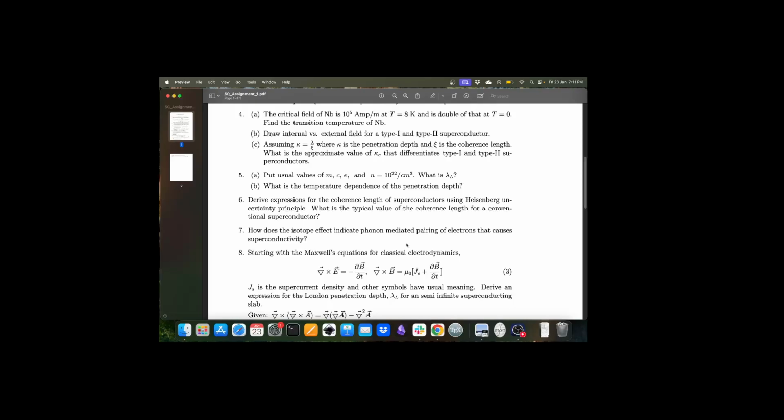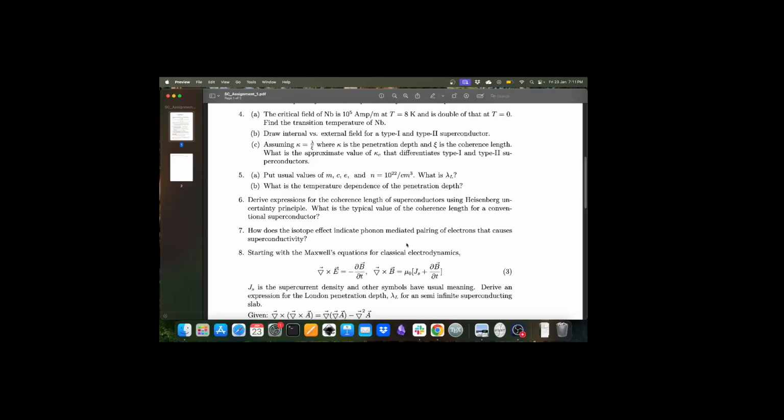So draw internal versus external field for type 1 and type 2 superconductor. This is just a plot you guys do. And then the next question is also related to that.